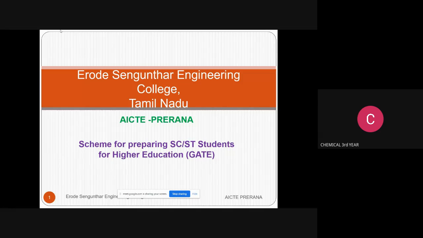Today, in this session, specially planned for the AICTE Prerana stream. Under this stream, we made this presentation to help the SC/ST students with their higher education preparation. Especially for the GATE preparation, we planned this session particularly to help the SC/ST students under the AICTE Prerana stream.